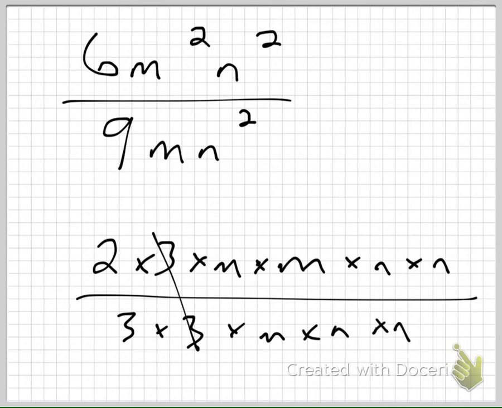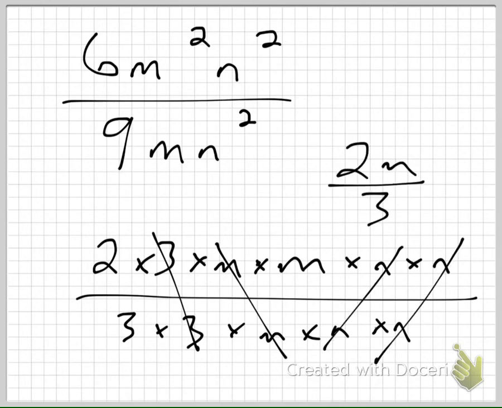Those 3's are gone. Those m's are gone. Those n's are gone. Those n's are gone. What's that leave me with? 2m over 3. Right? You see, that's the answer. Bradley, you with me? That's the answer. That's the long way.